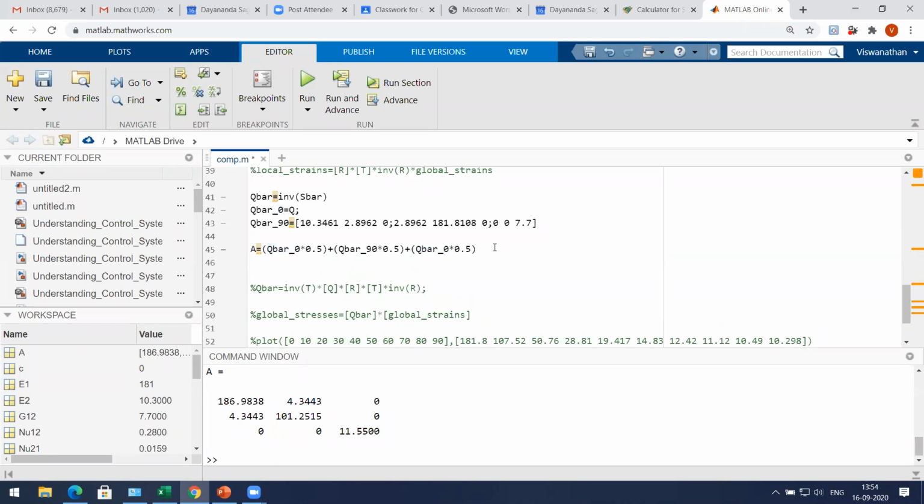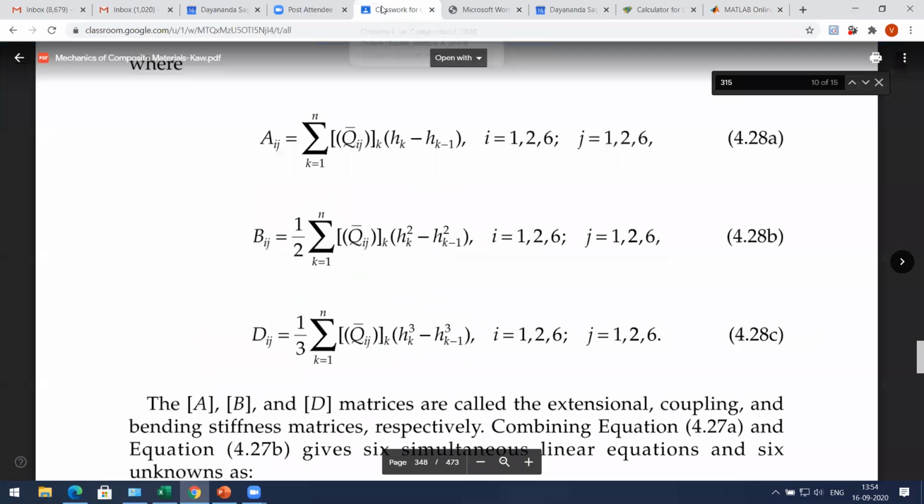Okay, so next is the B matrix. For the B matrix, the formula is this: hk square minus hk minus 1 square, 1 by 2 into q bar ij, summation of all these into the square of this. So we'll just do this now.